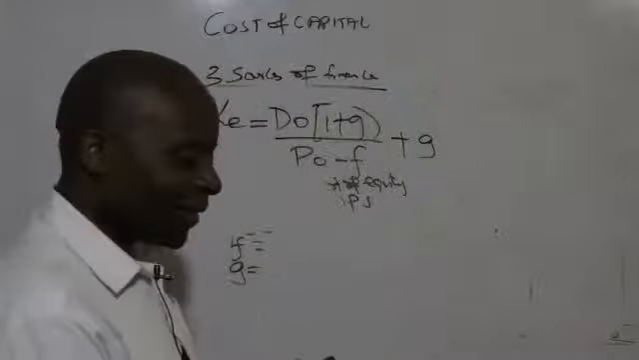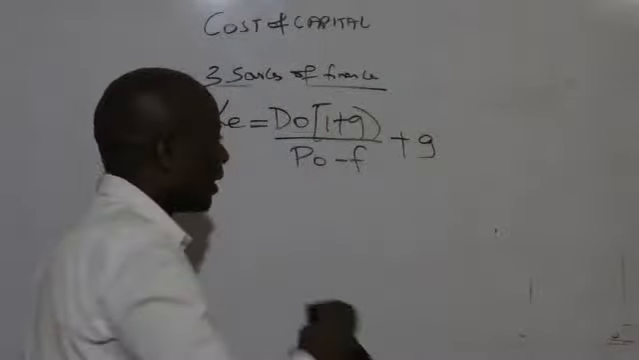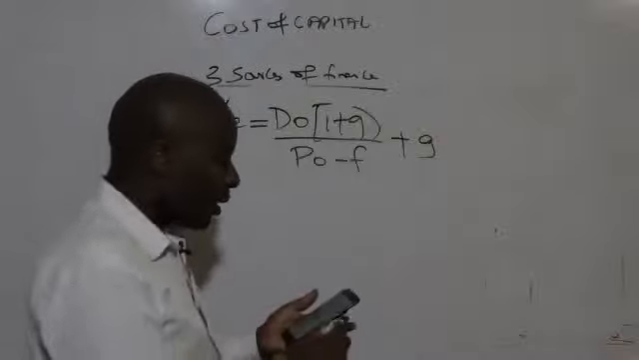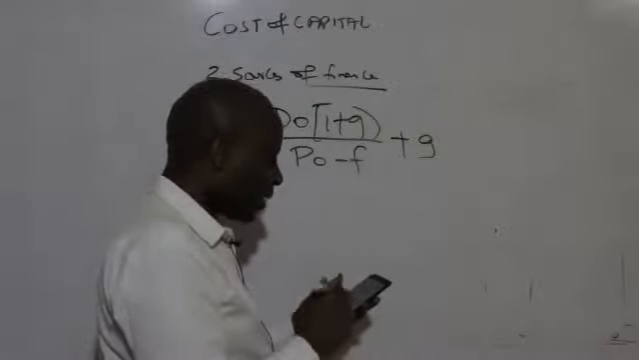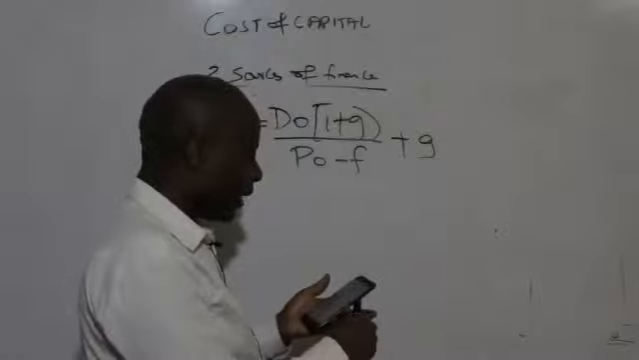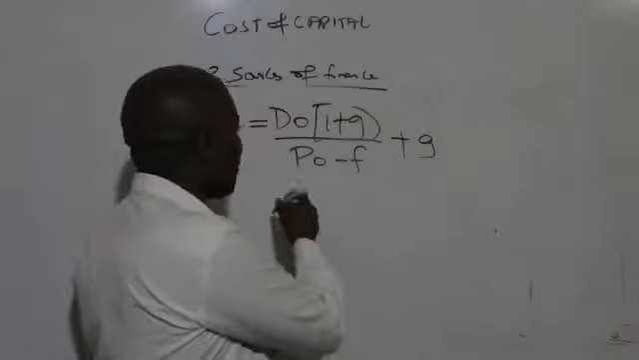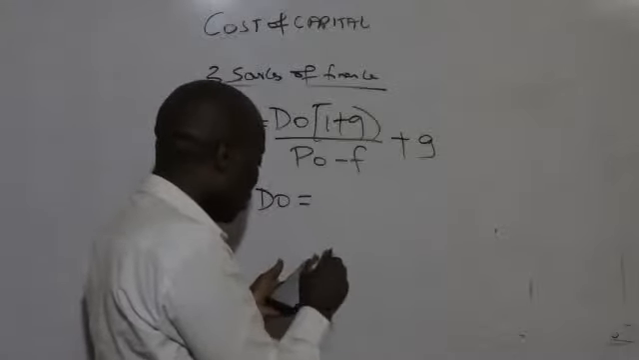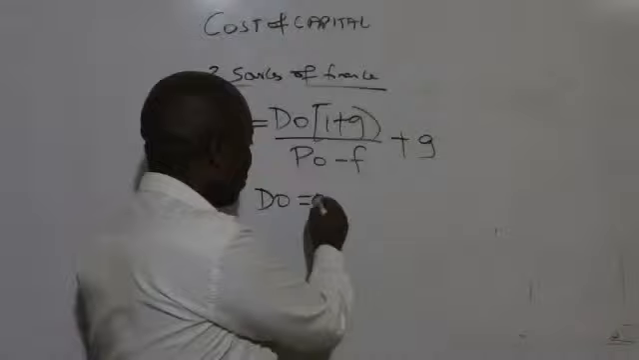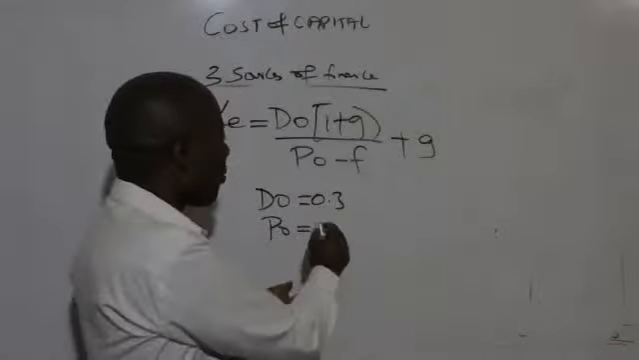So here we are, ladies and gentlemen. So we are told here the D0. D0 means dividend already paid. They are telling us, ladies and gentlemen, a constant dividend of shilling 0.3 per share has just been paid. So we have here D0, which is 0.3. And the current market price per share is 2.4.